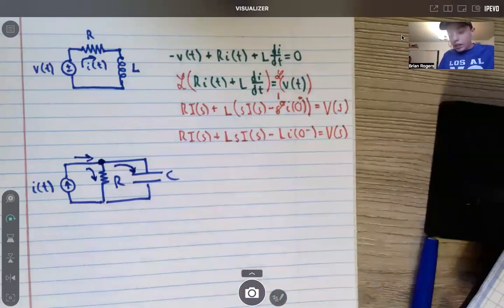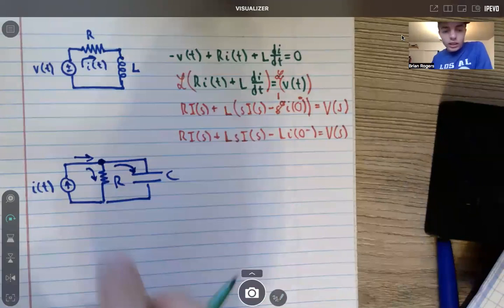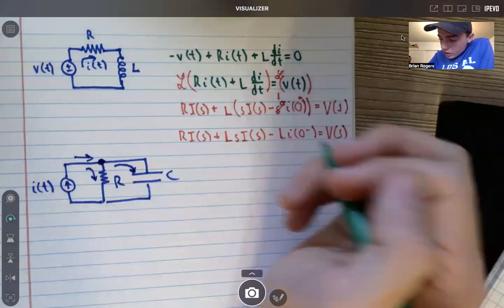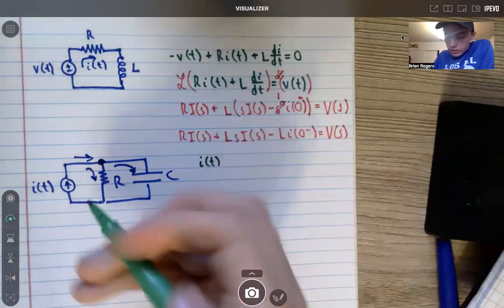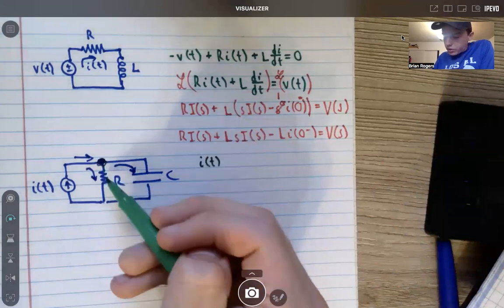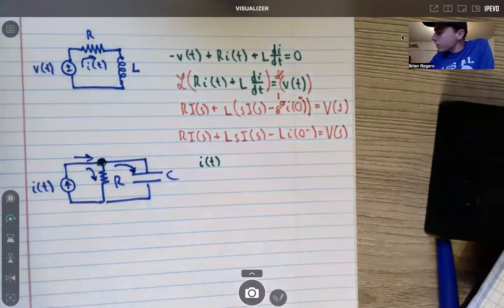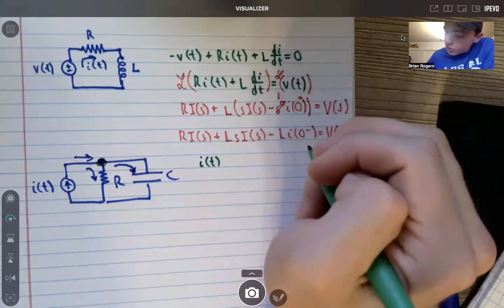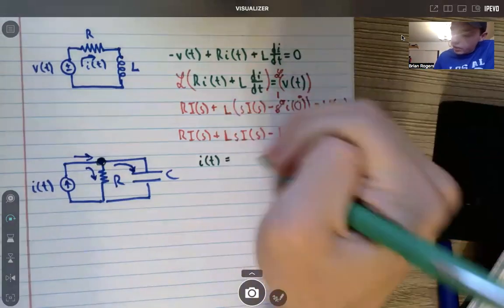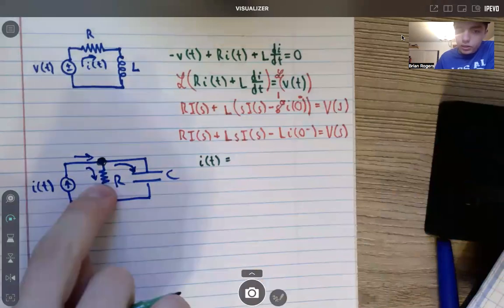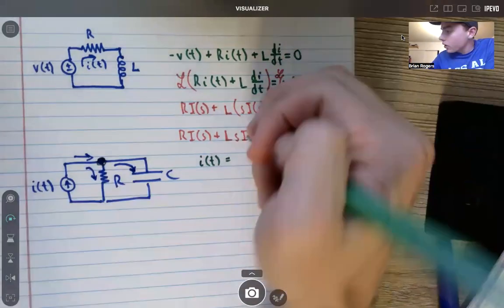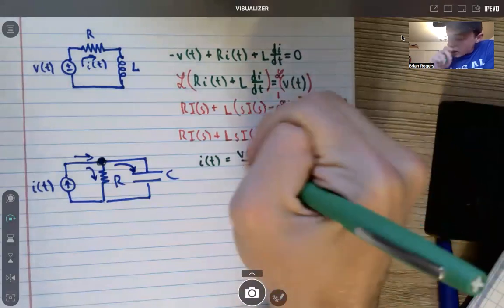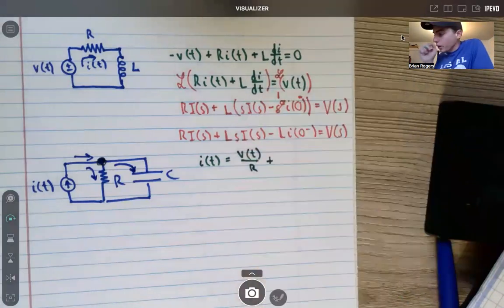So when I make my equation at this node, what's coming in is equal to what's coming out. What's coming in is I of t. That's what's coming into the node right here. What's going out is some of the current going through the resistor and some through the capacitor. The current going out is these two arrows pointing down here. Some of that voltage is going to be on the resistor, so that'd be your v of t over R. And then the other voltage is going to be on the capacitor here.